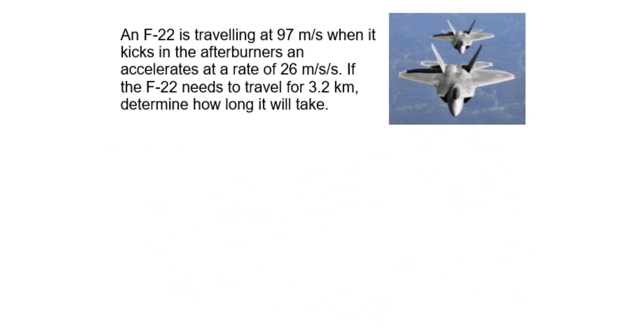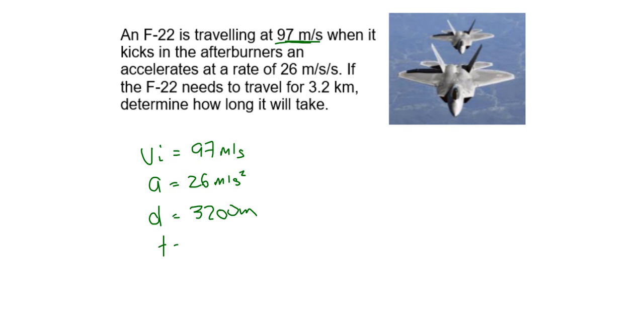I'm going to finish our class today with this last example because this one's a bit of a challenging one. What I can even suggest is try it yourself before I get there. We've got a velocity initial of 97. We've got an acceleration of 26. I should put units on here. I shouldn't be lazy. And we've also got a distance of 3.2 kilometers. I'm going to do a quick conversion to make that 3,200 meters. And what we're being asked to solve for is time.